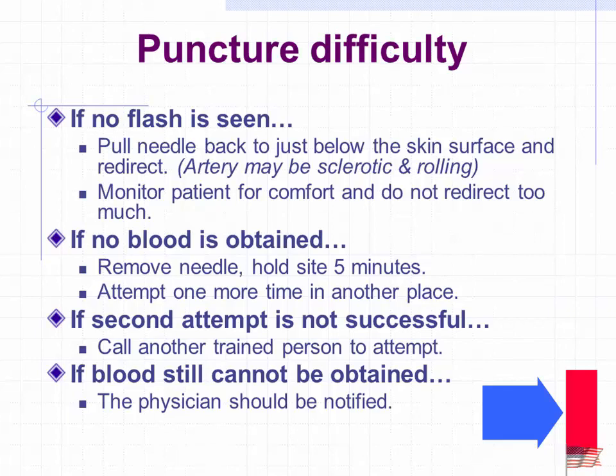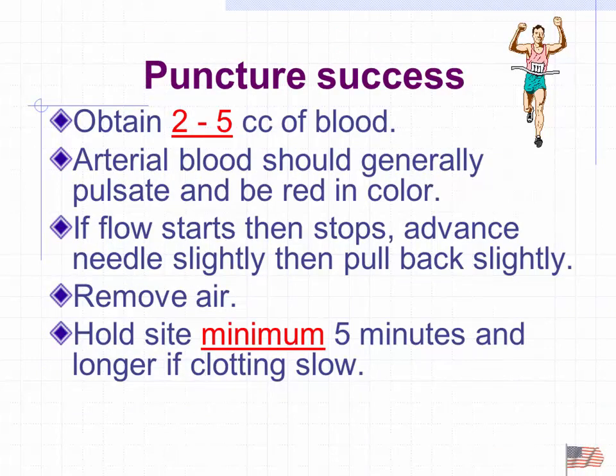If no blood is obtained, remove the needle, hold the site for 5 minutes, and then go ahead and attempt another one. A couple of things that you may end up seeing. If the second attempt is not successful, call another person. If they still can't get it, notify the physician. Sometimes what ends up happening, if you think about it, that needle is a very sharp object, and as it penetrates through the skin, it can actually core out a piece of skin that gets caught in the needle hub. So what you'll end up seeing is a flash of blood and then nothing. We call it a tissue clot, and basically there's nothing you can do about it. You just got to attempt again.